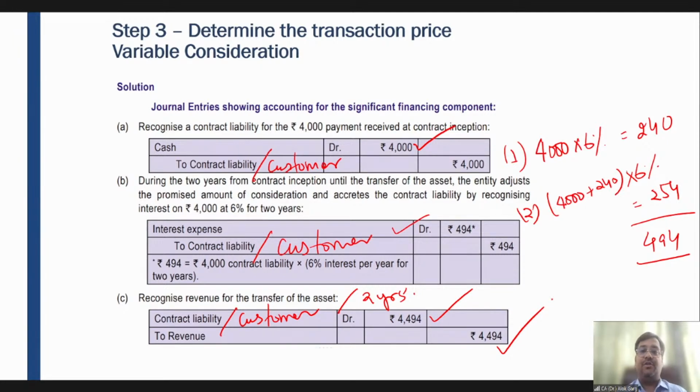What is the catch in this question? In this question, the catch was the price after 2 years was given. So today you are entering into a contract and today you have to compute a transaction price. So what will be the transaction price of this particular thing? The transaction price for recognition of revenue is 4,494. And what is the interest cost? It is 494. Okay. Good.